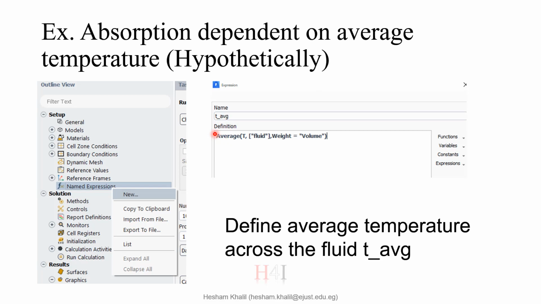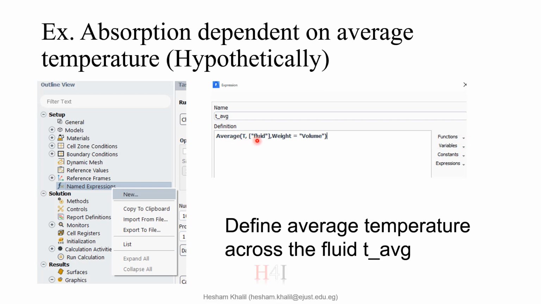Here is the function I just explained. Average: use average, open the parentheses, then the variable for which the average will be calculated, which is T capital. This is the average. If you want any other variable, you will find them in the list here. You have a list of variables here. So any other variable, pressure, anything, you will find in the list of variables.